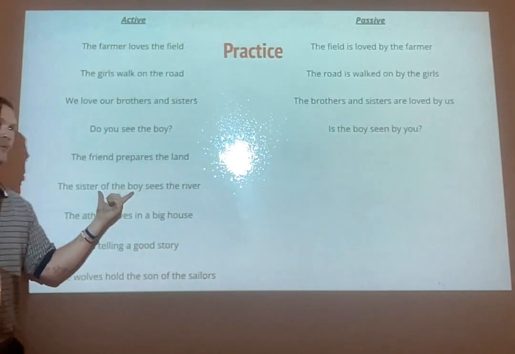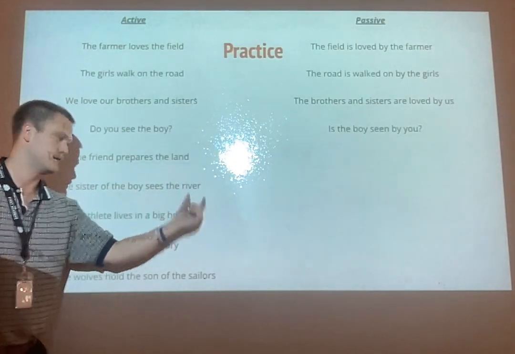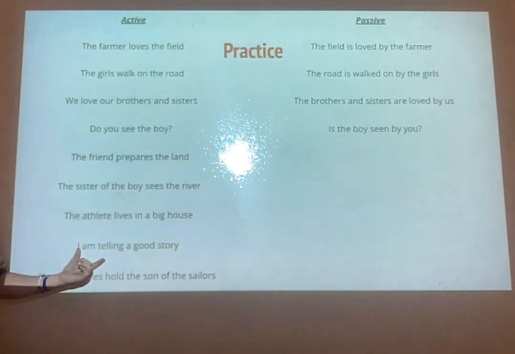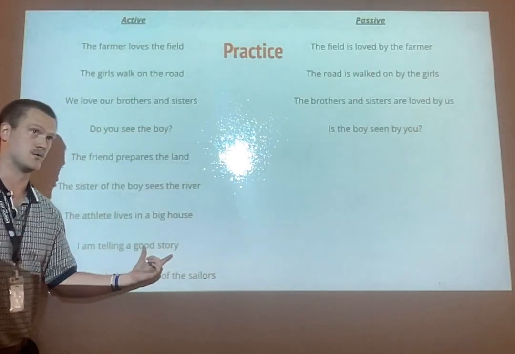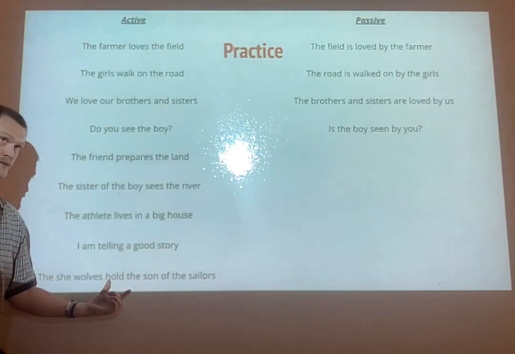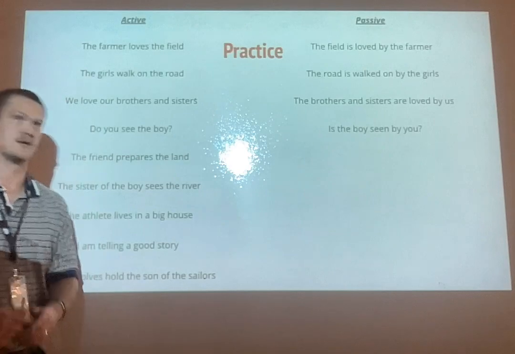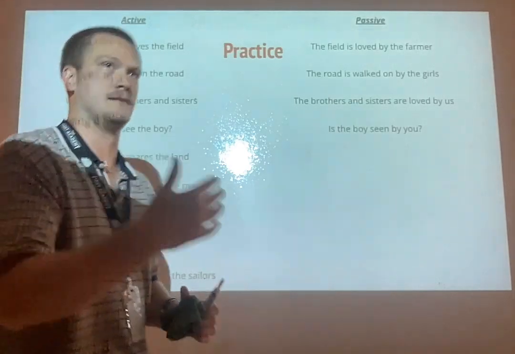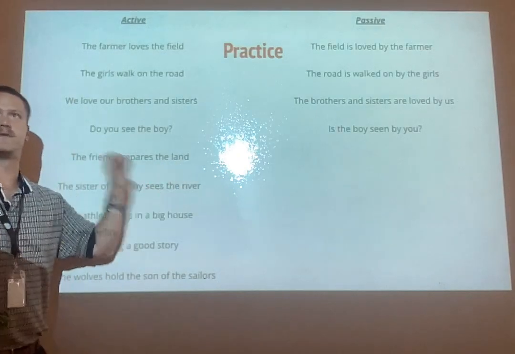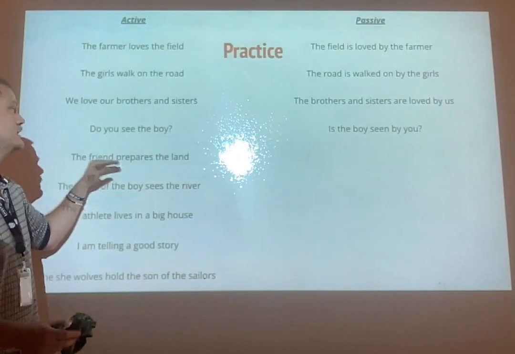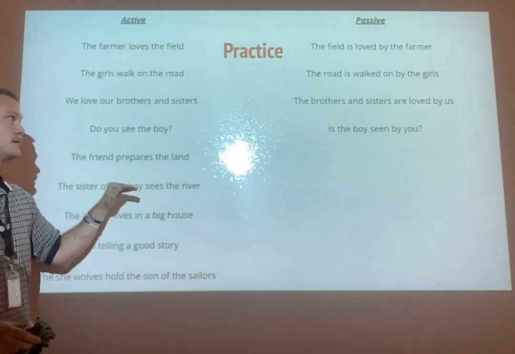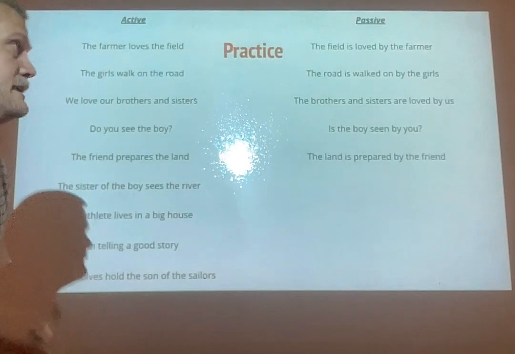The sister of the boy sees the river. The athlete lives in a big house. I am telling a good story. The she-wolves hold the son of the sailors. Okay? So here we go. Listen. See if anybody can do this just right off the cuff, going in dry like this. Who can turn this sentence passive for me? America, go for it. The land is prepared by the friend. Excellent. The land is prepared by the friend.